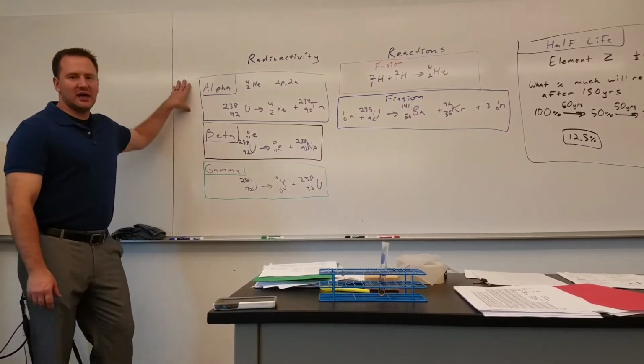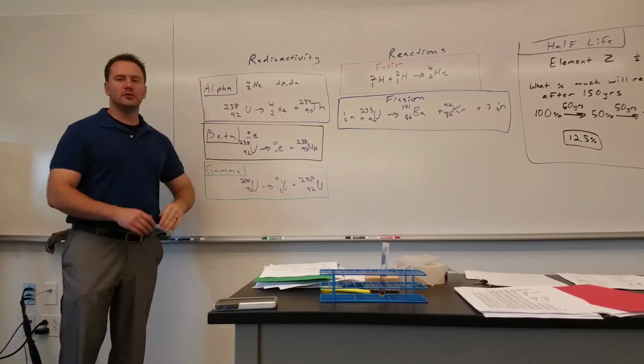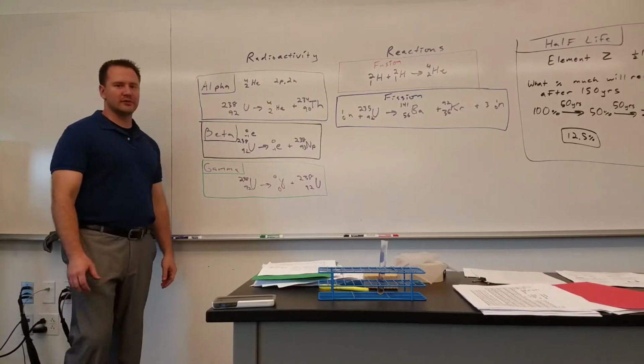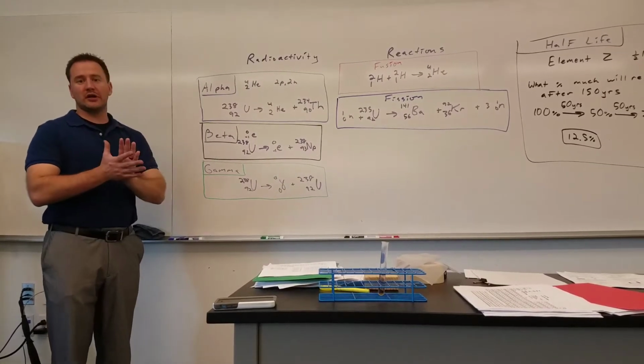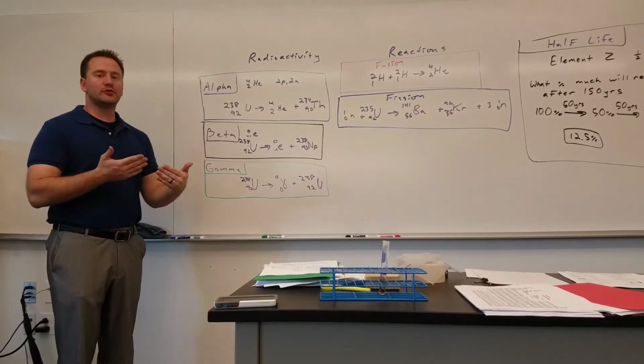So alpha decay is the heaviest of these, and it's the least penetrating. It consists of 2 protons and 2 neutrons, and it has a positive charge. So it's essentially a helium nucleus. So atoms that are radioactive will just spontaneously give off these particles and then transmutate into a new element.